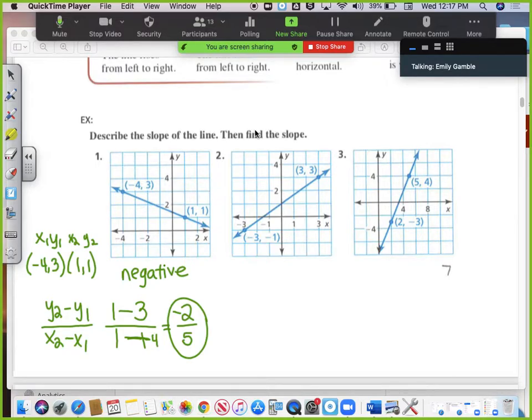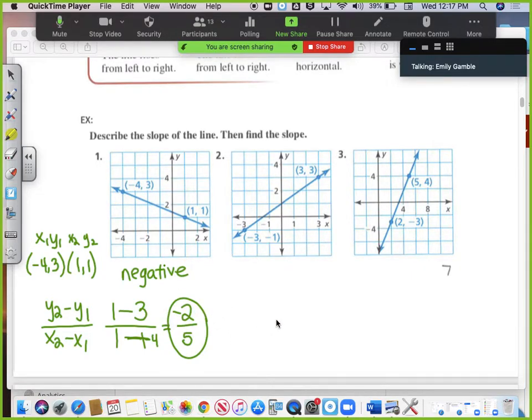Slopes are always going to be fractions. You're going to want to make sure your slopes are simplified, and this is simplified. It's okay that it's negative because we thought it would be a negative number. And if you ever get a slope that is an improper fraction, meaning the number on the top is larger than the number on the bottom, that again is okay. Every slope is going to be a fraction of some sort.